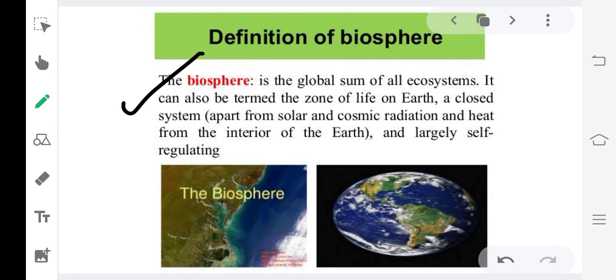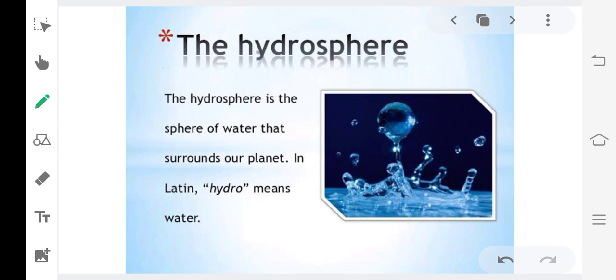As you can note simply, the world of living organisms together is called biosphere. Note this. The world of living organisms is called biosphere.